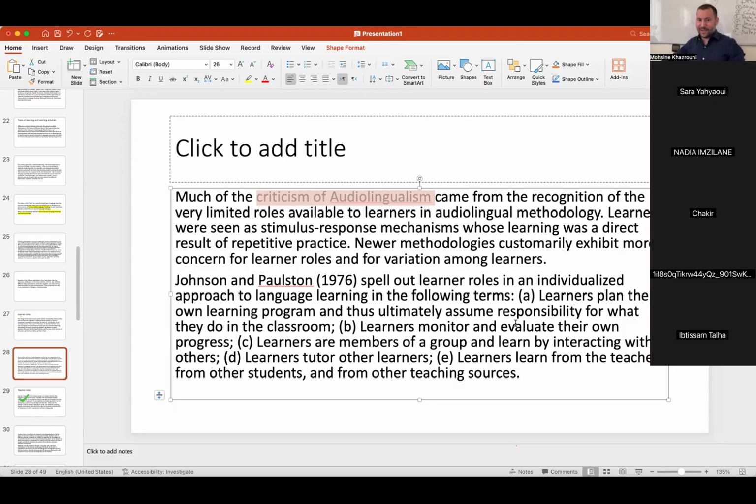Now let's start with A, for example. Learners plan their own learning programs and thus ultimately assume responsibility for what they do in the classroom. So you give them more responsibility, but before that, they can take part in the planning.